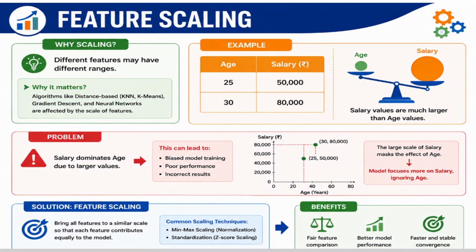Similarly, feature scaling is another example. Different features may have different ranges. As I told you in our marks example, each faculty is keeping marks for different ranges. How to make it the same scale? Here you can see an example. Age 25, salary is 50,000. Another person, age 30, is 80,000. So here age is one scale and salary is another scale.